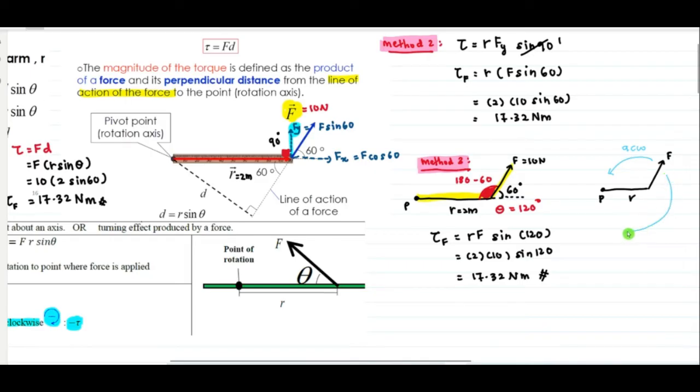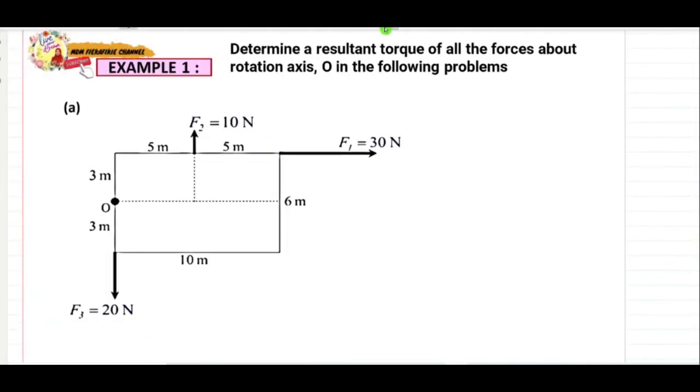Tak mungkinlah kita akan ke sini kan? Tak mungkin ke sini. Okay, so the direction is anti-clockwise direction. So anti-clockwise direction means that the value of torque yang kita kira tadi adalah positive value. Okay, so this is all positive value. Boleh? Alright, good.